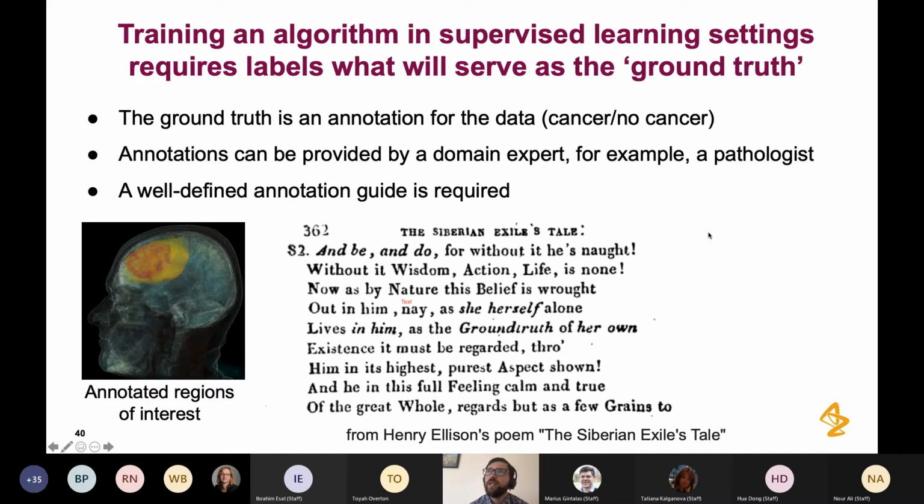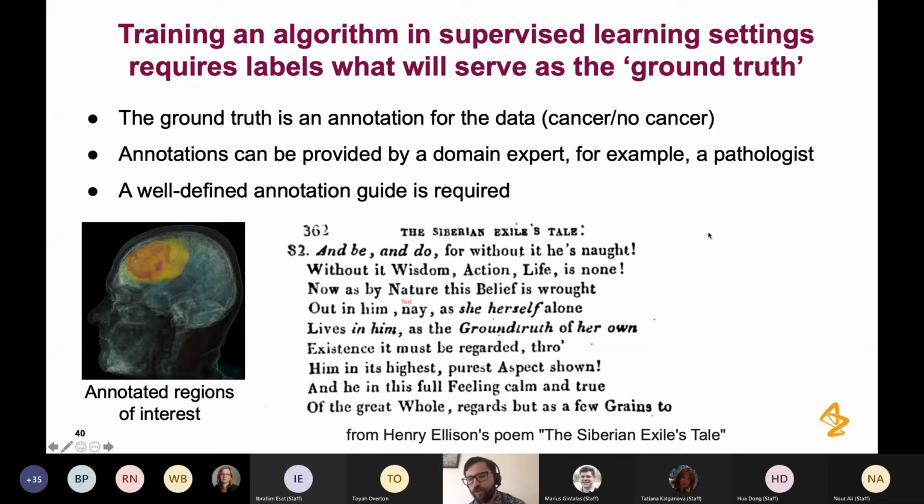And again, as I mentioned, training an algorithm in supervised learning settings requires labels, which serve as the so-called ground truth. I like this name. The annotations are called the ground truth. So for example, when we ask a pathologist to annotate where there's cancer and where there's no cancer, it's ground truth for us. These annotations can be provided by domain experts, and it's also very important to have a well-defined annotation guide, especially in cancer, because what is a tumor can be defined very differently.